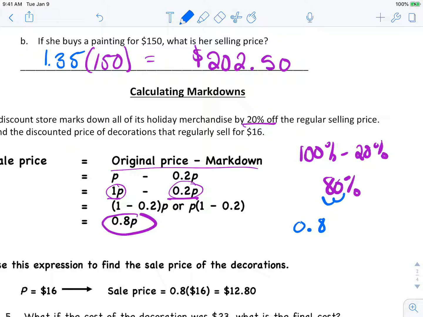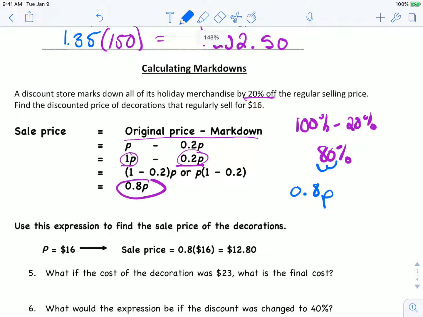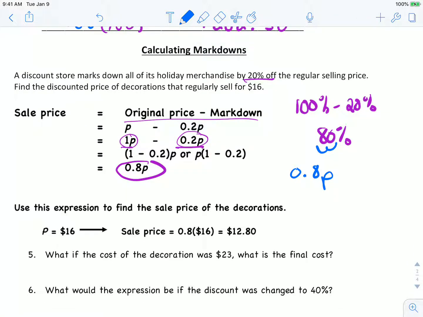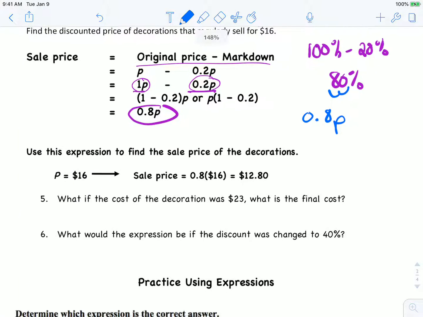So you're only paying 80% of the price. That's why we multiplied it by P. Only paying 80% of the price. So same thing we're going to be multiplying, except when you're marking up, it's going to be over 1, right? Because it was 100% and a little bit more. When you're marking down, it should be less than 1 because you're not paying 100%, you're paying less than 100%.